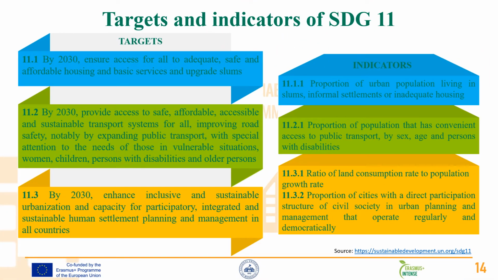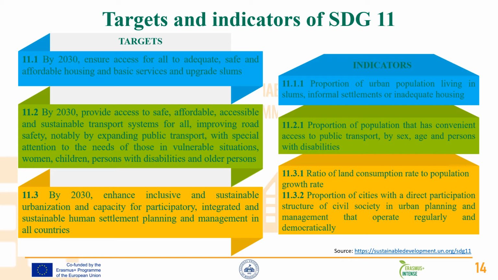Here is an example of targets and corresponding indicators, because it would be a very long speech if I mentioned all targets and indicators of SDG 11. The first target is, by 2030, ensure access for all to adequate, safe, and affordable housing and basic services, and upgrade slums. The corresponding indicator for this target is proportion of urban population living in slums, informal settlements, or inadequate housing.